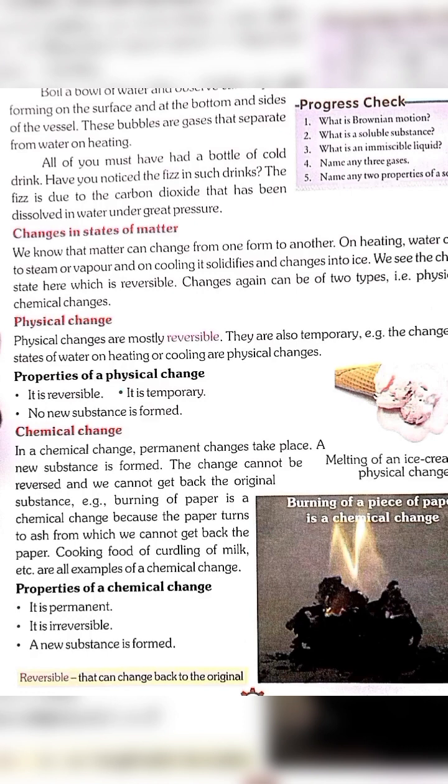There is no composition change. But a chemical change, for example cooking, changes the internal composition. It is a permanent, irreversible change and a new product is formed. Clear? For example, digestion of food. Clear?